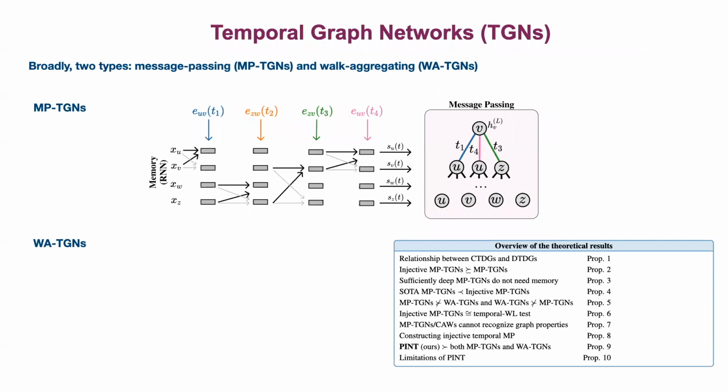And so this is where it gets interesting. So usually the temporal graph networks can be broadly classified into two types. First are the so-called message passing temporal graph networks. These are very reminiscent of the static graph neural networks, message passing graph neural networks that you might have encountered.